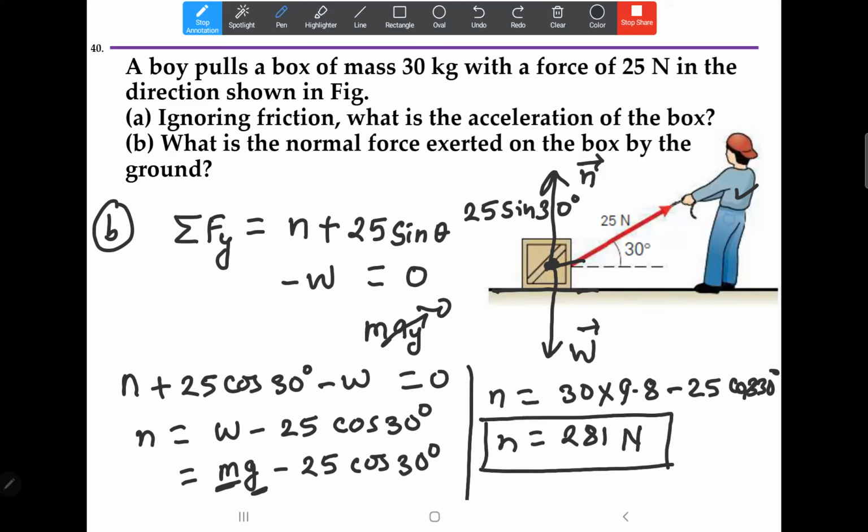This is the normal force acting along the y-axis, acting upward. Remember, the normal force will always act upward. It is perpendicular to the surface on which the object is kept. So the normal force is in the direction perpendicular to this surface.